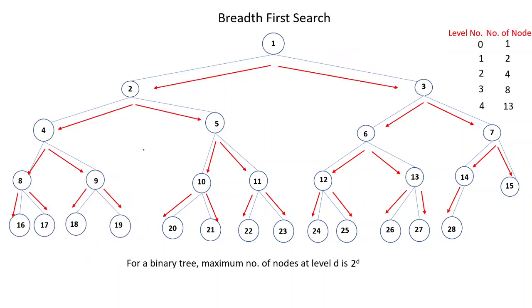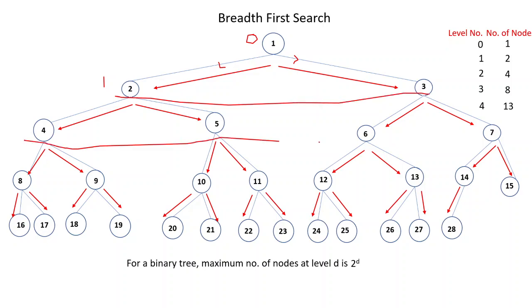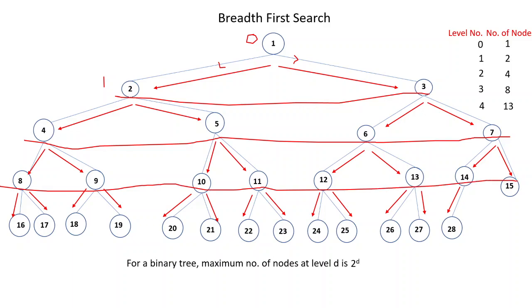Okay, now moving on. Now we see that in this case, the search space was a binary tree, that is a tree where each node has 2 successors. So if we consider this level as level number 0, this level as level number 1, this as level number 2, this is considered as level number 3, and this is level number 4.